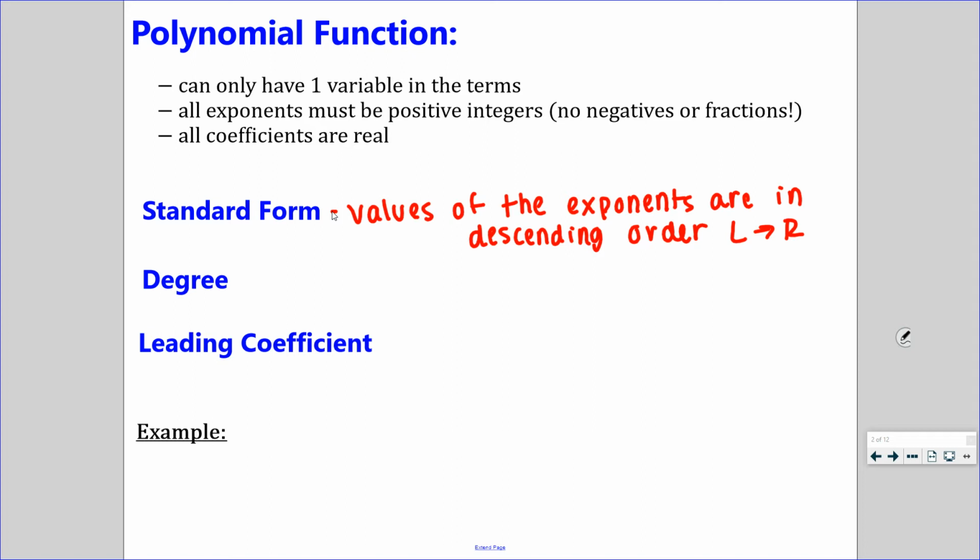Degree. This is the word I've mistakenly used a lot because I keep forgetting that you guys don't know what this means, but now you do. Degree is the value of the largest or the greatest exponent.